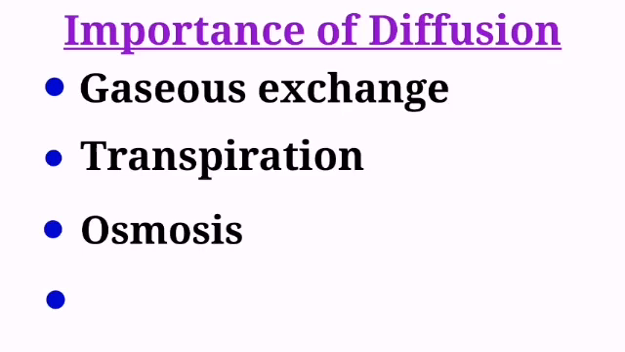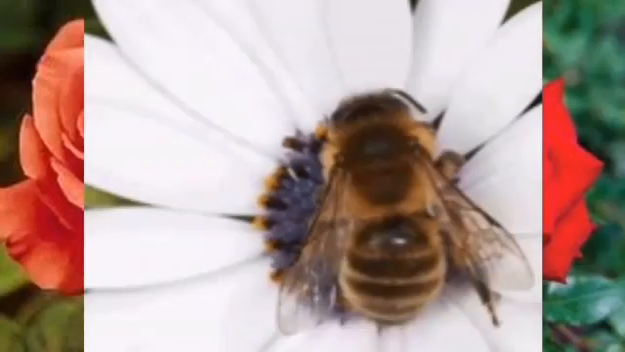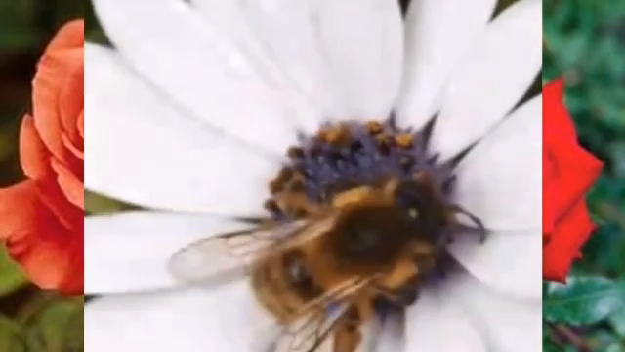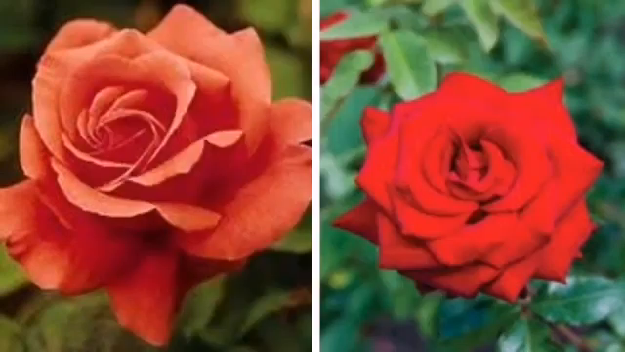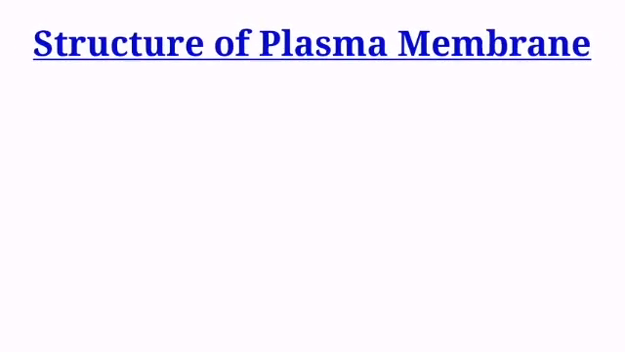And the last one, aroma. Flowers spread aroma through diffusion to attract the insects and other animals for the process of pollination. About osmosis in the next lecture. Now, let's see what is the structure of plasma membrane.